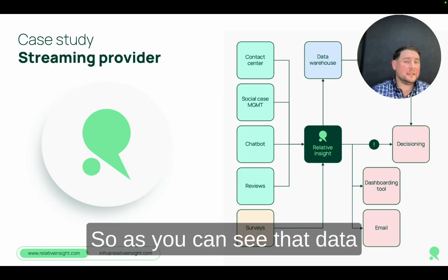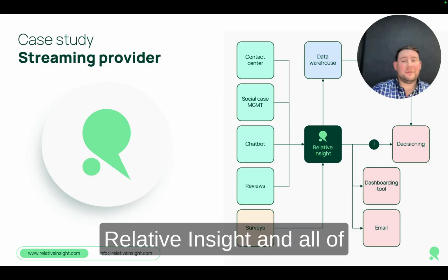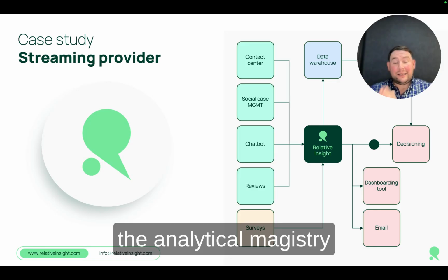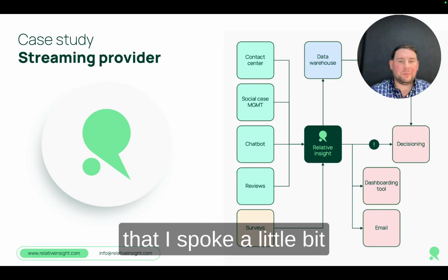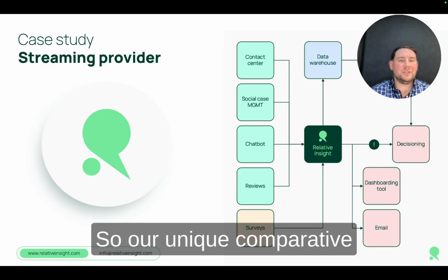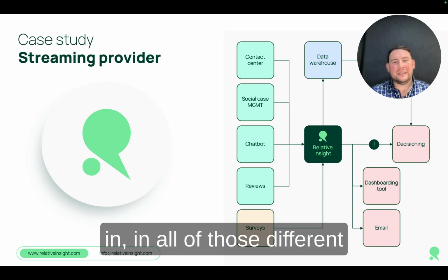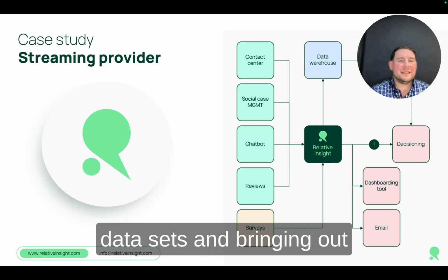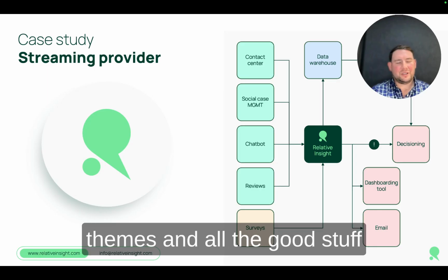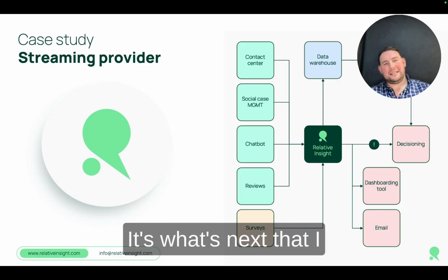So as you can see, that data is being pulled into Relative Insight, and all of the analytical magic that I spoke a little bit about earlier is all taking place. Our unique comparative technology is finding out what's happening every week in all of those different data sets, and bringing out themes and all the good stuff you'd expect. It's what's next that I think is interesting.